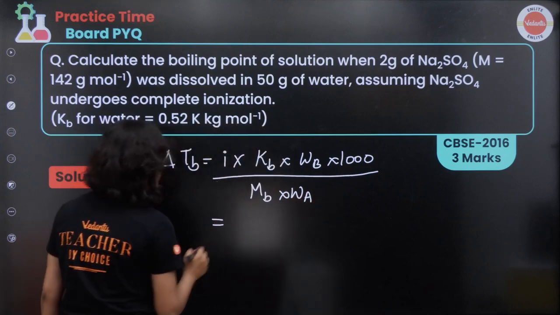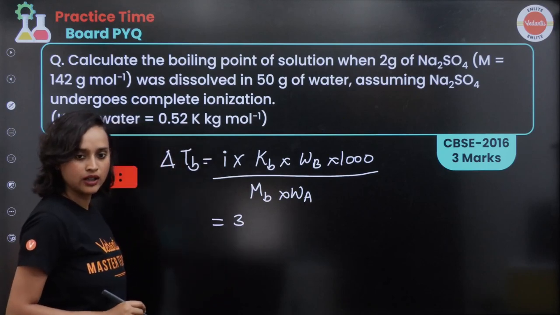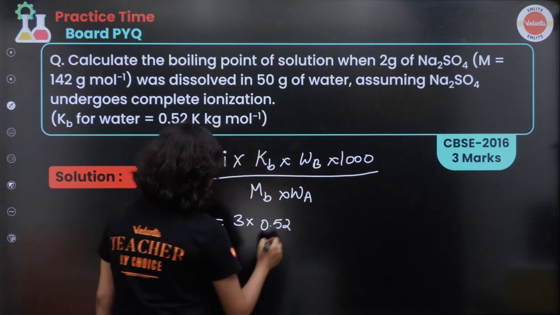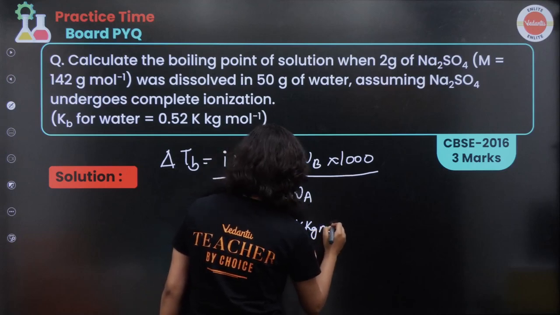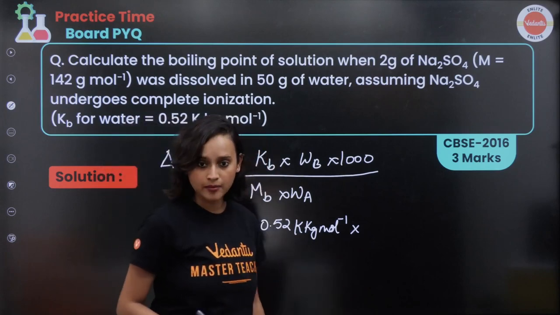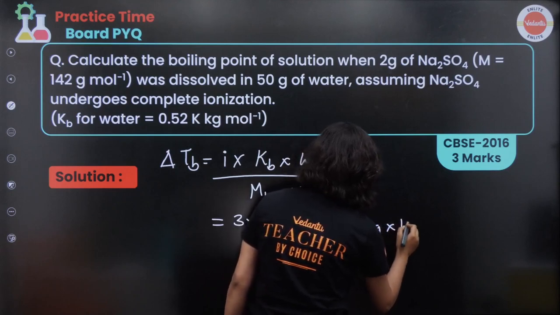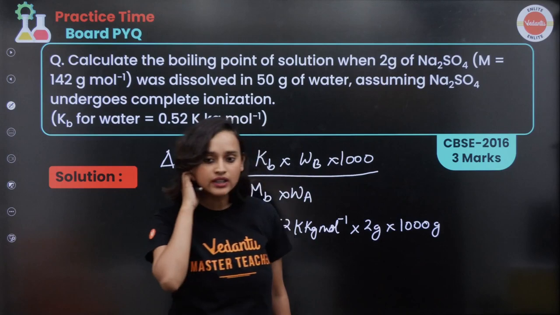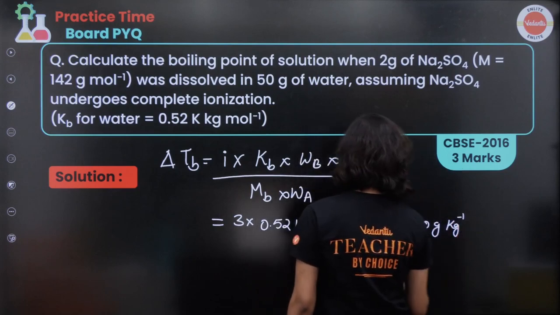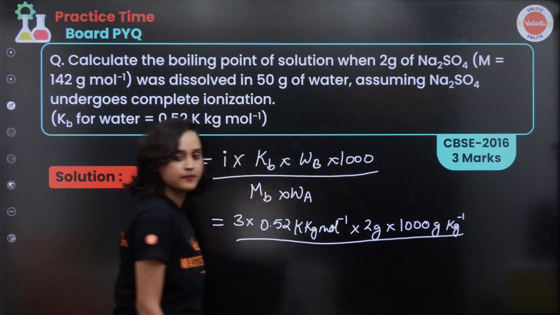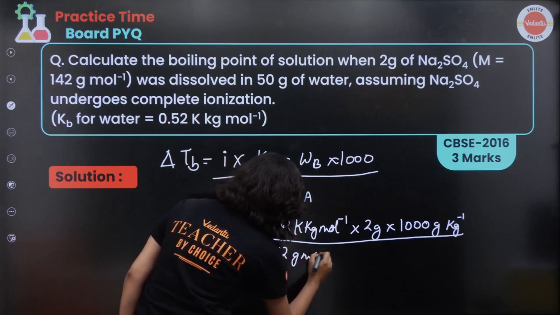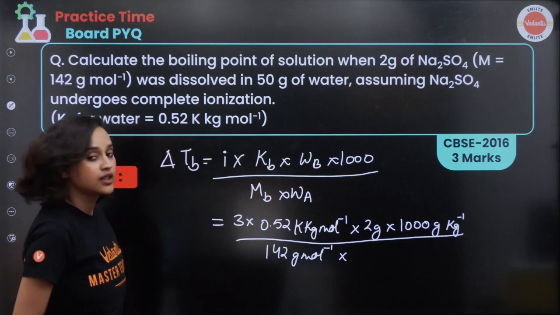Yes. So you just have to fill it up. i is equal to 3. KB is already given, 0.52. Into WB, which is 2 gram, into 1000, that is gram to kg. Now, the MB is 142, and WA is also given, 50 gram.